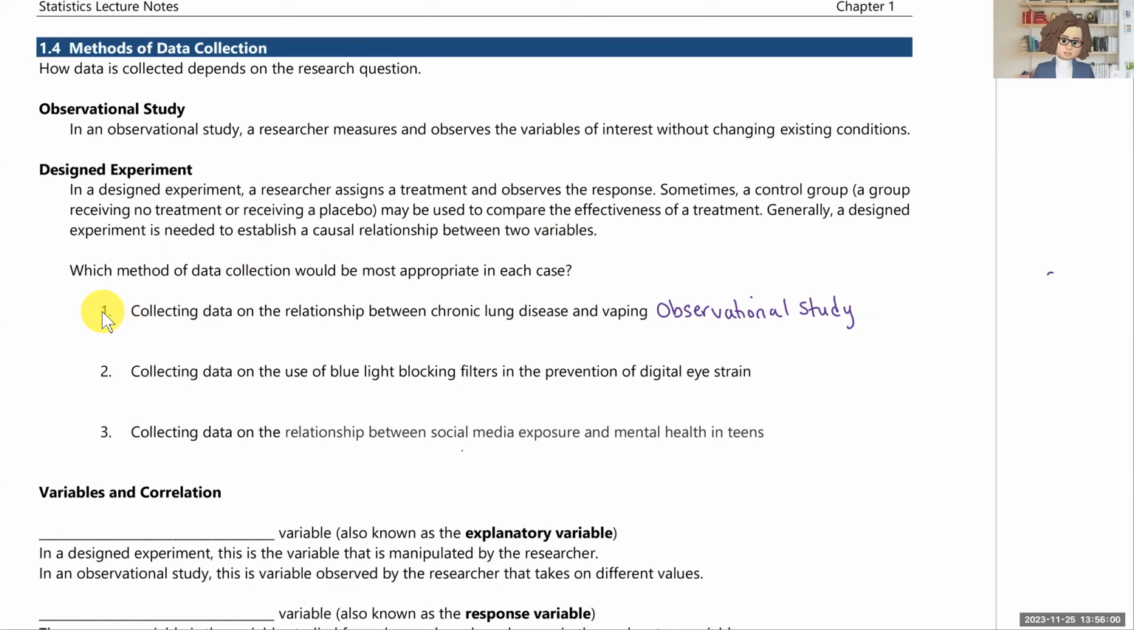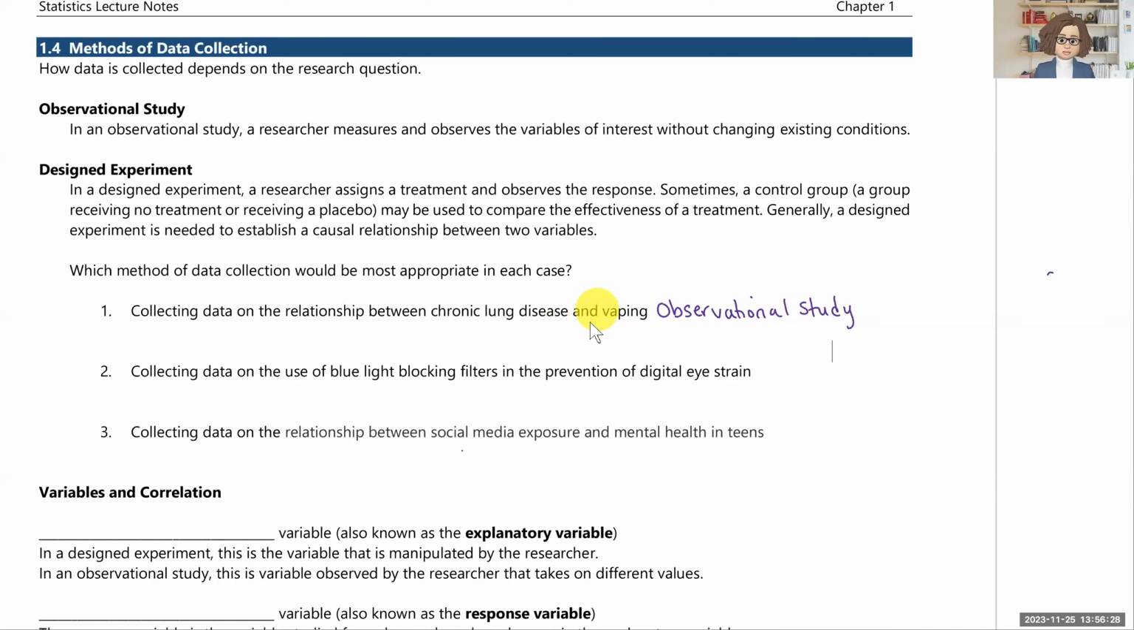So the problem with doing an experiment for my number 1 example here, if you wanted to see if vaping is contributing to the development of chronic lung disease, you would not want to make as a treatment, you would not want to recruit people and force them to vape just to see if they get lung disease. That would not be very ethical. And so a designed experiment here would not make sense.